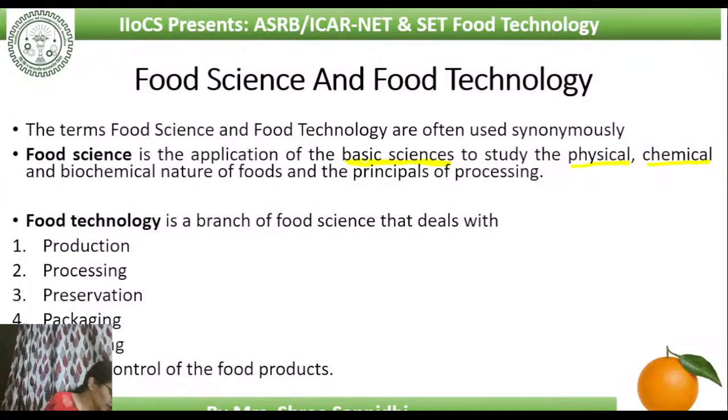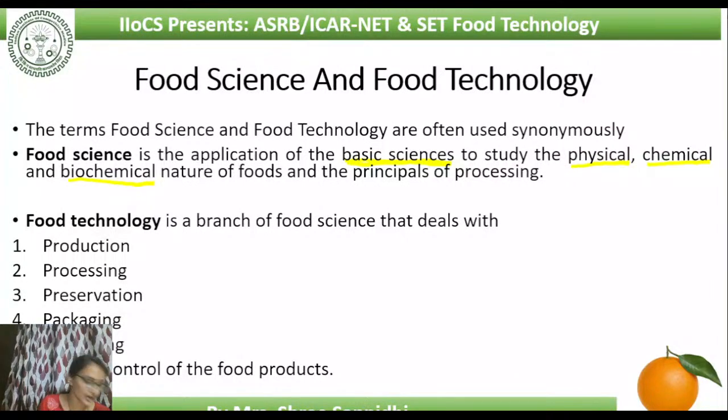Okay, and then we study the biochemical nature. So now we know what is chemical nature of food. So the biochemical nature is how those food components like carbohydrates, fats and all act in our body. So how it is metabolized in our body, how our body accepts all those chemical properties of food. That is studied in biochemical nature.